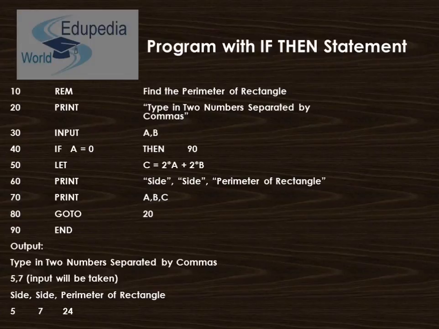You can see: if A is equal to 0, then 90. So now the program will shift to line number 90, where the END is there. The program will come to an end when we give an input of 0. So this is how the program comes to an end, and simply this is how the IF-THEN or conditional statements work in BASIC.